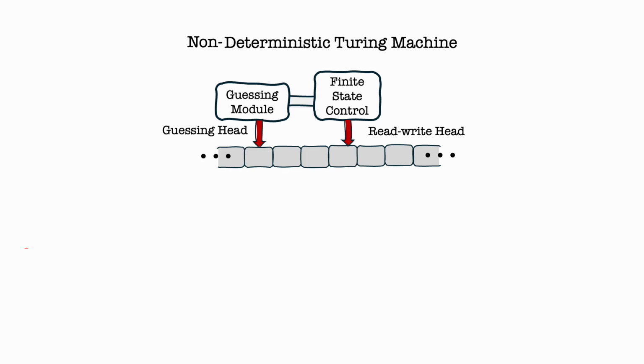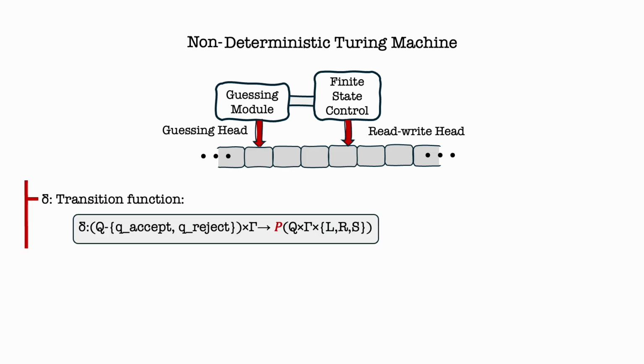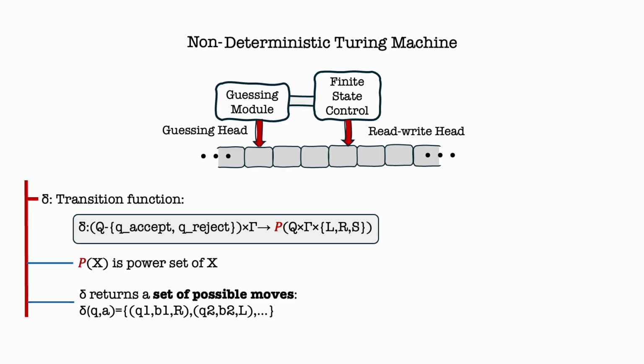In a non-deterministic version, the transition function maps to a power set of possible actions. We write this as P of x, where x is the set of all possible moves. This means the machine can choose from multiple possible transitions at each step, and that's what makes it non-deterministic. The transition function doesn't return a single move but a set of possible moves. In contrast, in a deterministic Turing machine, the transition function returns exactly one move for each state symbol pair. That's why we call it deterministic. The machine has only one defined path at every step.